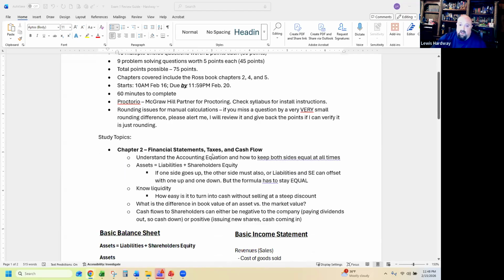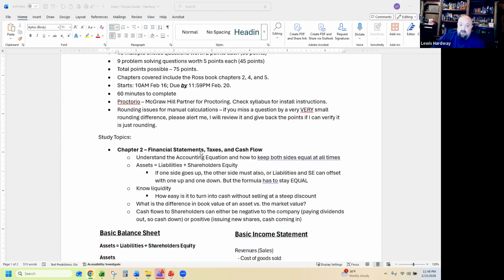For chapter 2, the financial statements, taxes, and cash flow, I focus primarily on the financial statements and taxes, with very little on the cash flow. The taxes and cash flow are going to be multiple choice questions only. You may or may not get a question, because I've got a big pool. I went through all the questions and picked out the ones I wanted to use for the multiple choice. So that's the only place you're going to see those.